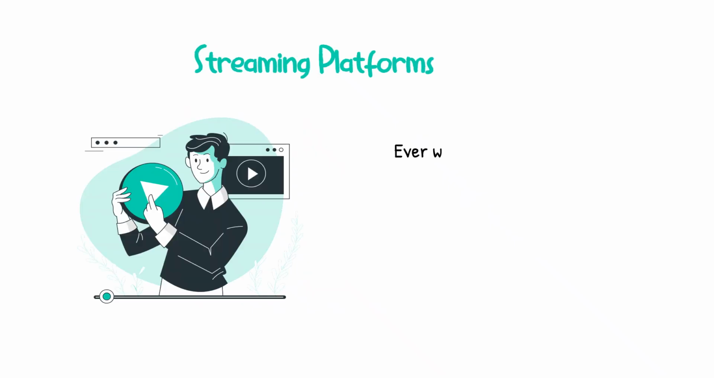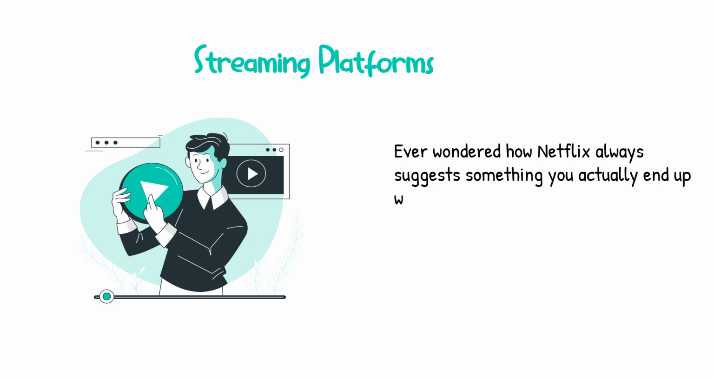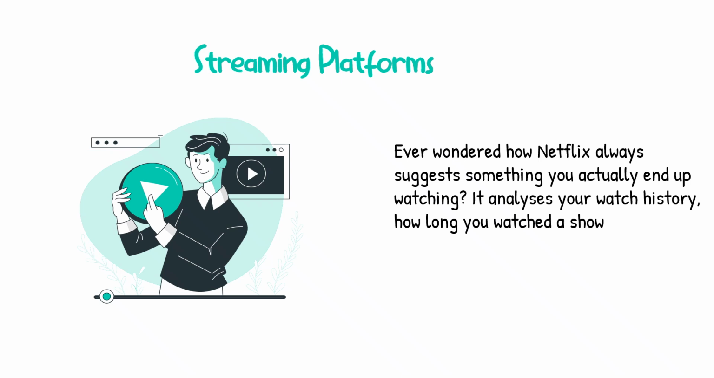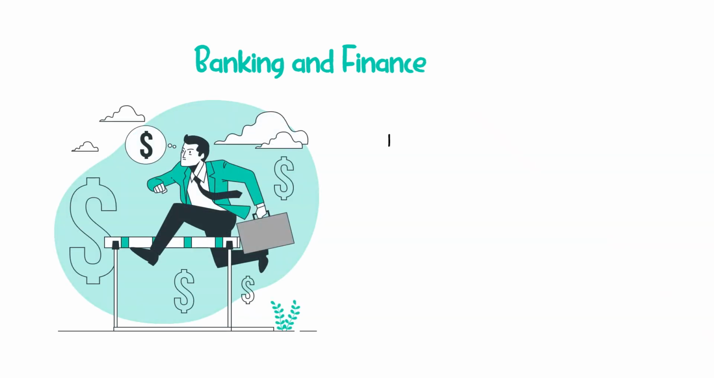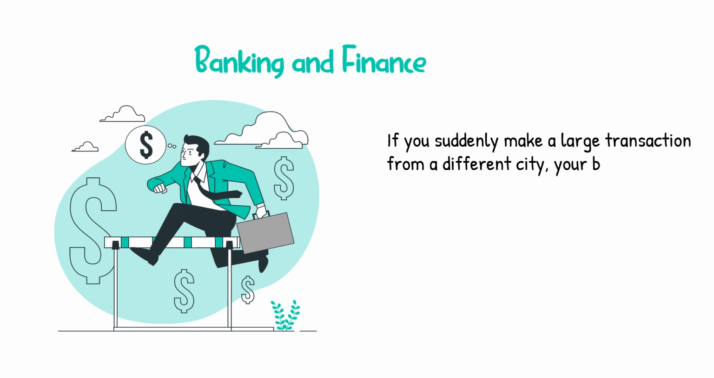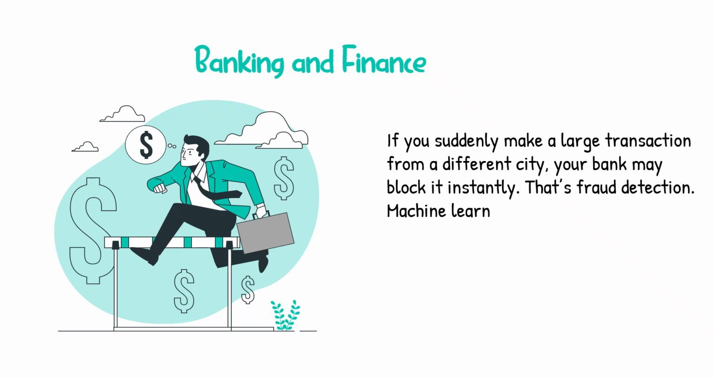The second example here is streaming platforms. Ever wondered how Netflix always suggests something you actually end up watching? It analyzes your watch history, how long you watched a show, what you skipped, and then recommends similar content. The third one here is the banking and finance sector. If you suddenly make a large transaction from a different city, your bank may block it instantly. That's fraud detection. Machine learning models detect unusual patterns in real time.